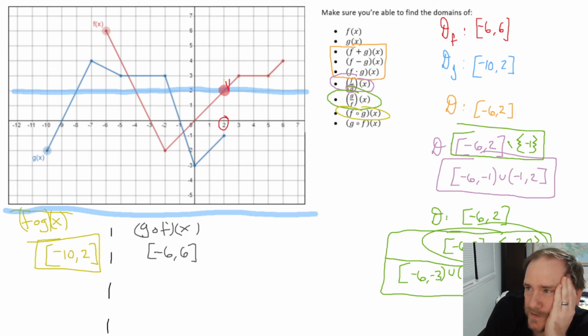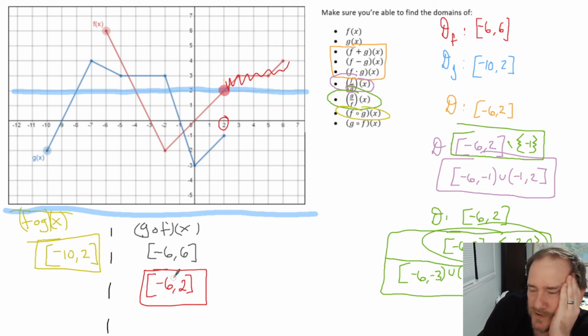So all of this stuff is bad. Now the 2 itself is not bad. 2 maps onto 2, and you can evaluate the blue function G at 2. You would get an output of negative 1. So basically I'm saying we have to go from negative 6 only up to 2, and you can include the 2. So there is a second restriction here.